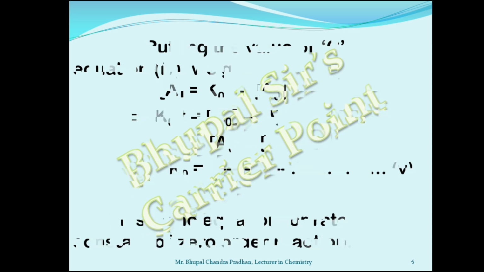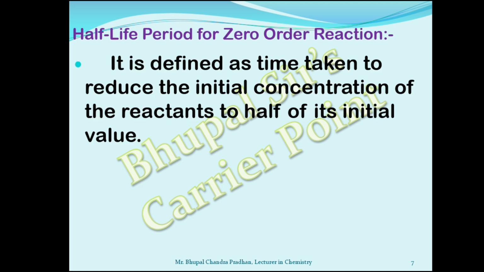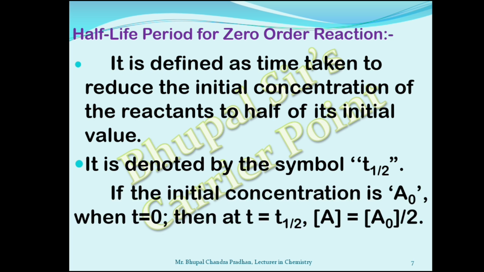Now let us come for the half-life period. Half-life period for zero order reaction. What do you mean by half-life period? It is defined as the time taken to reduce the initial concentration of the reactant to half of its initial value. It is denoted or represented by the symbol T half or T 0.5. If the initial concentration of A is A0 when t is equal to 0, then at t is equal to T half, A is equal to A0 by 2.